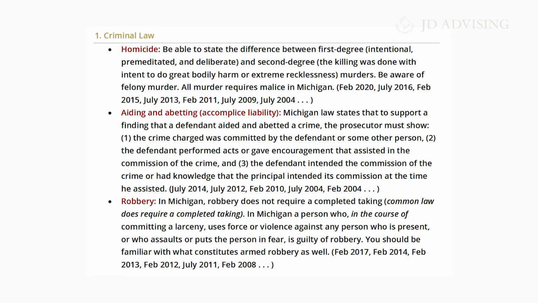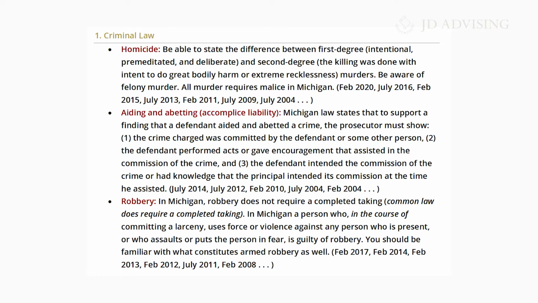They like to test that distinction. Just as a warning, if you're looking at really old Michigan bar exam essays, robbery has changed. So if you look at essays from like pre-2004, for example, you might not see this law reflected. But if you look at recent essays, you should see this modern law reflected in them. You should also be familiar with what constitutes armed robbery as well. You can see that this is tested a lot.